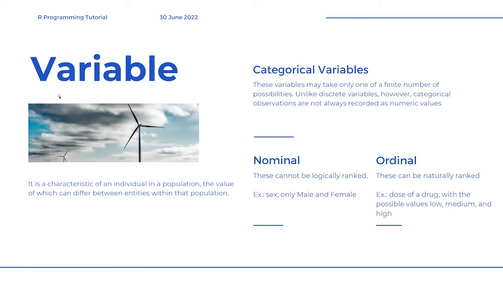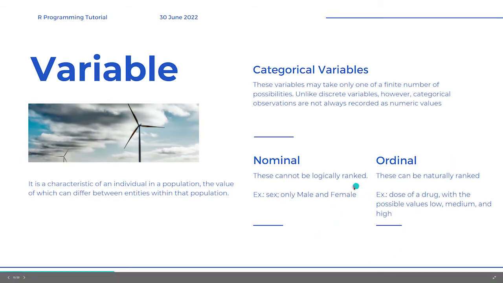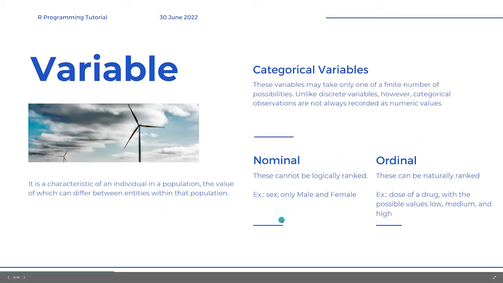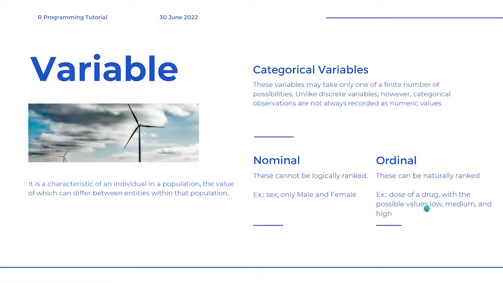So we have nominal here, sex. This cannot be logically ranked. You cannot rank male or female. Obviously, you cannot rank which is the better sex, male or female. They're all equal. And we have the ordinal categorical variable. This can be ranked. This is the opposite of nominal. So you can have the dose of a drug with the possible values low, medium, and high.